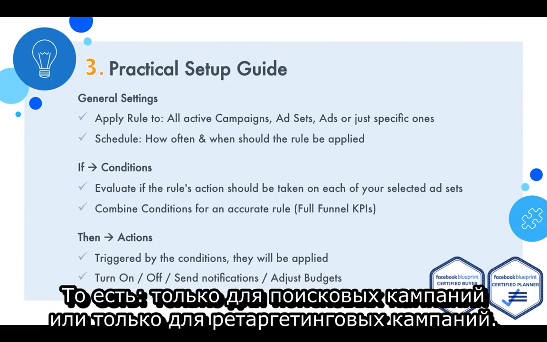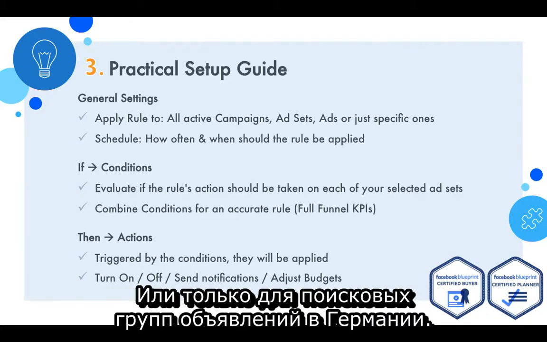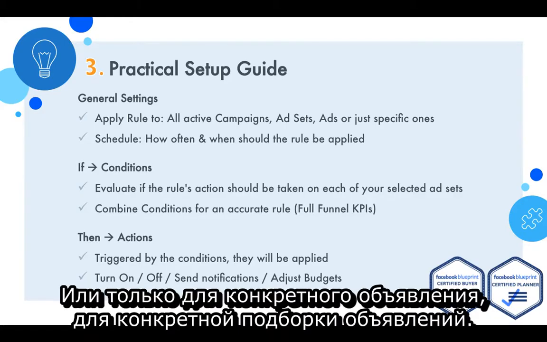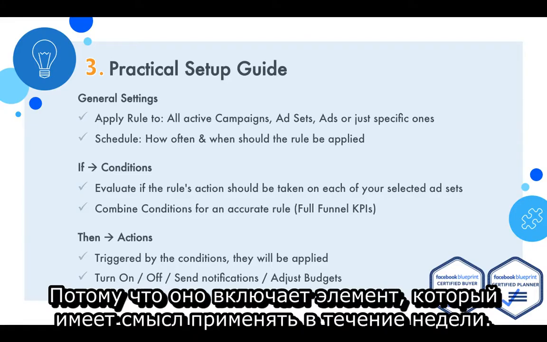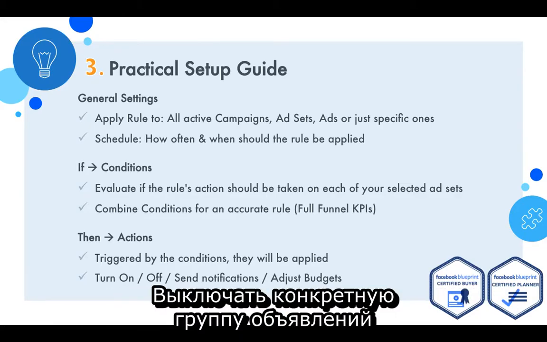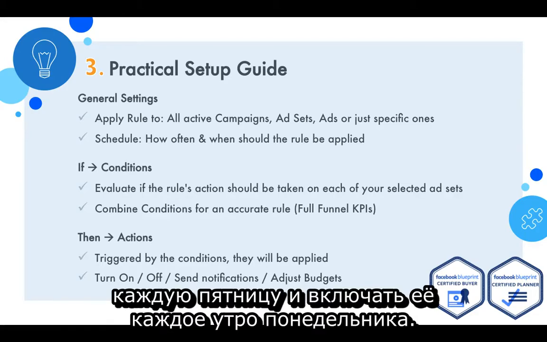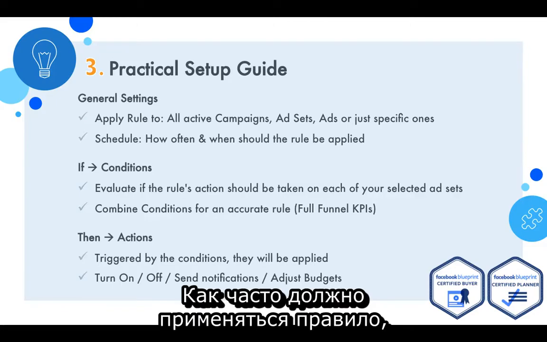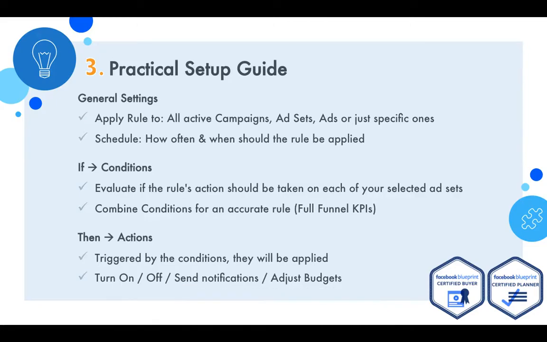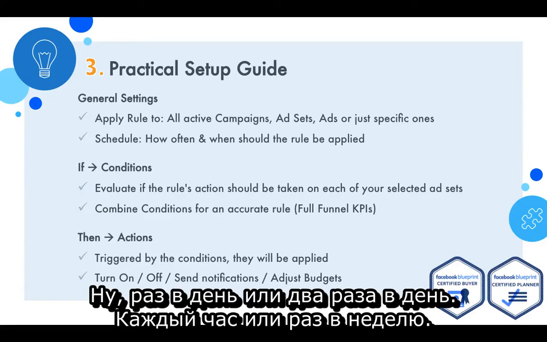So just for the prospecting campaign, or just for the retargeting campaign, or just for the prospecting ad set in Germany, or just for this specific ad, just for this specific collection ad, because it has an element that only makes sense during the week. Well, then turn off this specific ad on every Friday and turn it on again every Monday morning. Then the schedule. How often should the rule be applied, and when should the rule be applied? So once per day, or 2 times per day, every hour, just once per week, and so on and so forth.